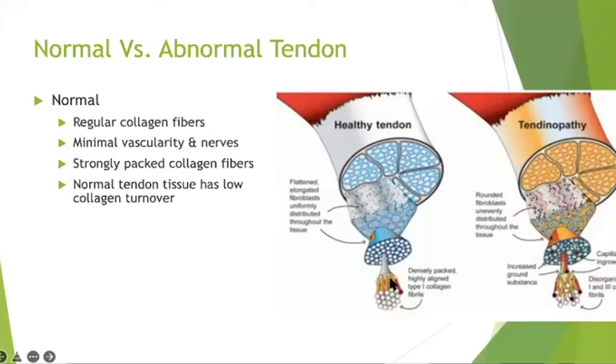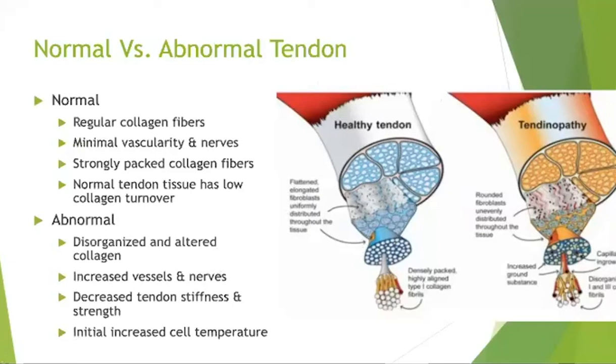Now let's take a look at the tendon here on the right. It's disorganized. The collagen's kind of not going all in the correct direction. It's going every which way. You'll notice there's actually increased blood flow. There's increased vessels and nerves. This actually leads to decreased tendon stiffness and strength. There's actually increased cell temperature.